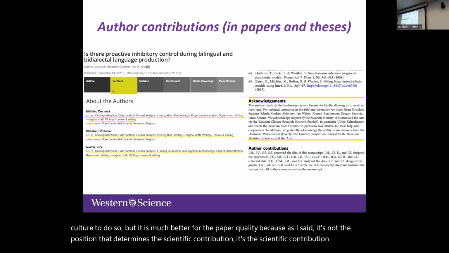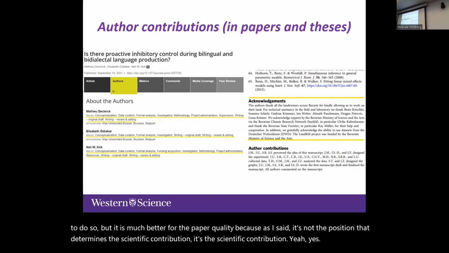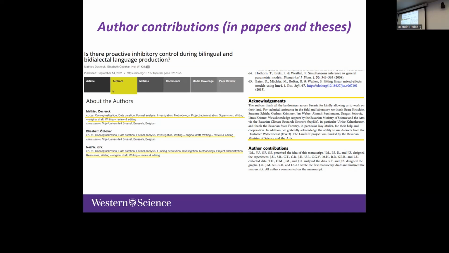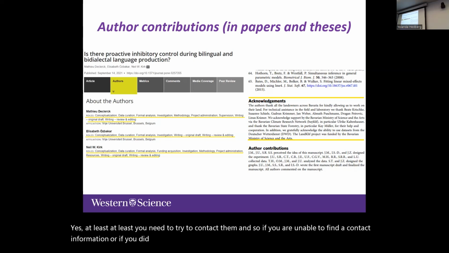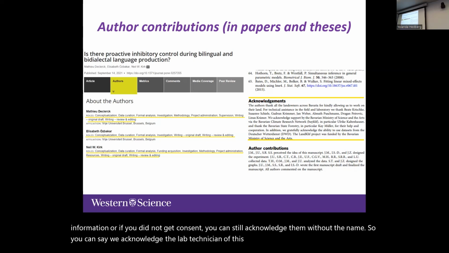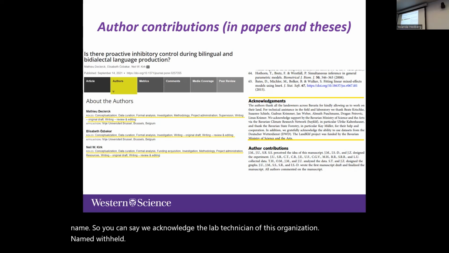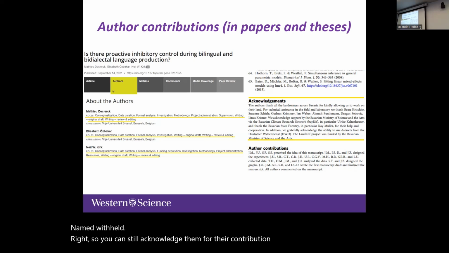Yes. So my question is more based on what you were saying about people that help you. I felt it comes automatically. Like anyone who helps you, you need to actually get consent from them to acknowledge them. Yes, at least you need to try to contact them. So if you are unable to find contact information, or if you did not get consent, you can still acknowledge them without the name. So you can say, we acknowledge the lab technician of this organization, name withheld. Right? So you can still acknowledge them for their contribution, but you would not be allowed to mention the name.